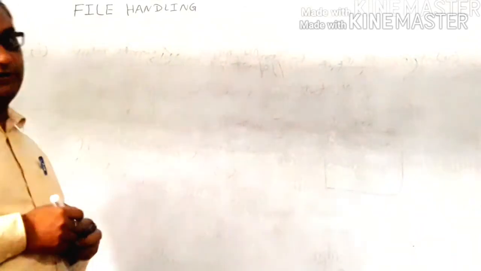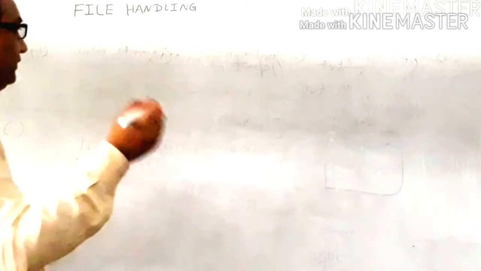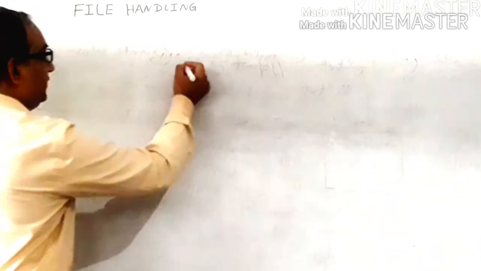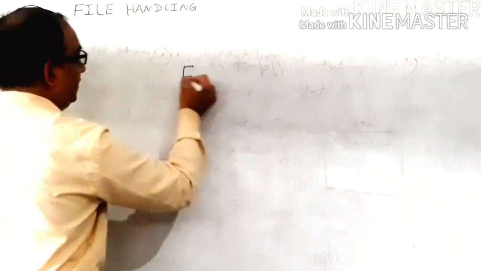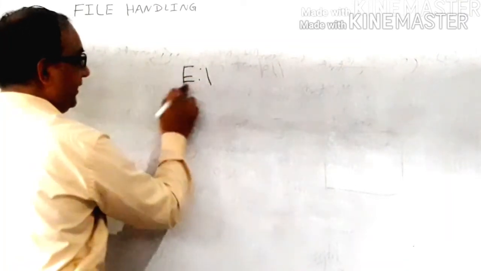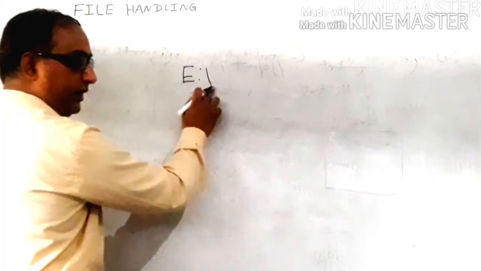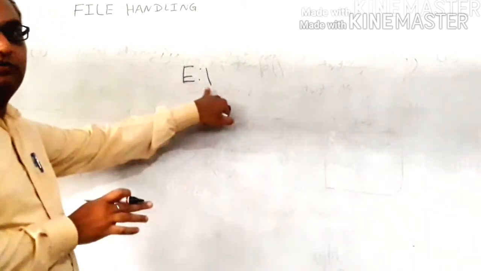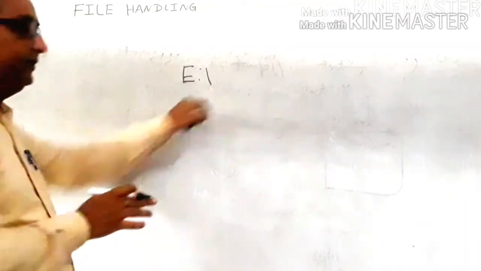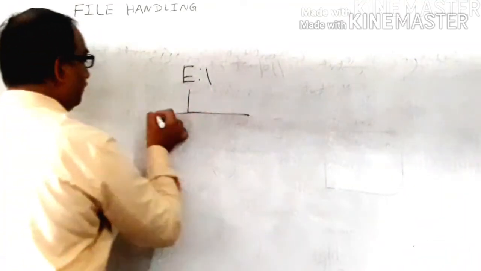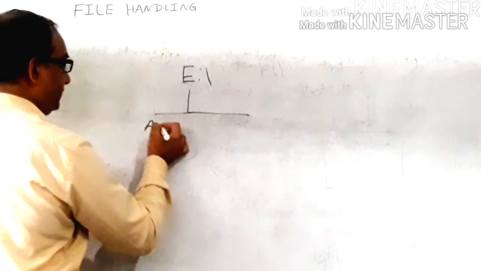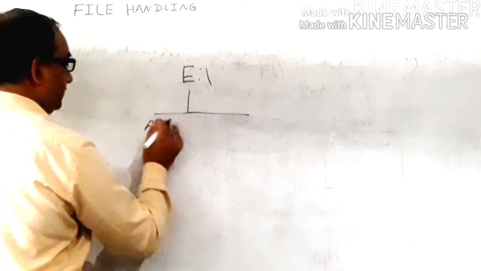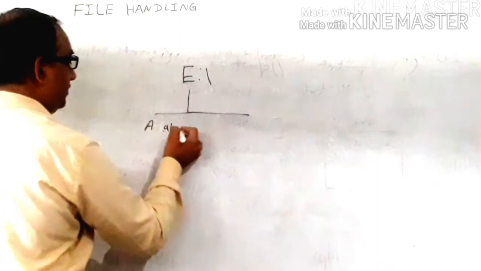Now the next topic, which is also very important, is absolute and relative path. Before starting this, we first create a drive. We have an E drive, and this colon slash is known as the root directory. That is the directory created by the system, and it cannot be deleted. Now this root directory contains two folders: A, with a file abc.txt.